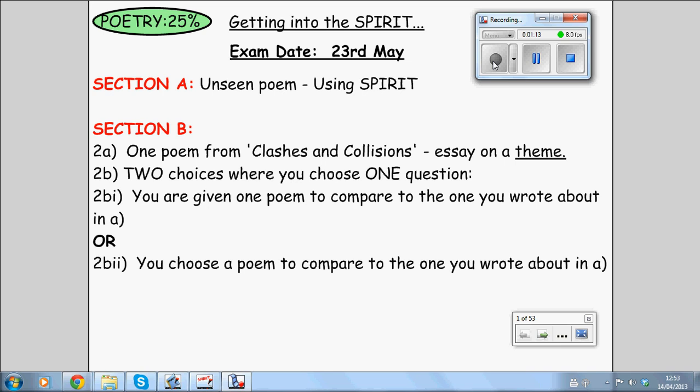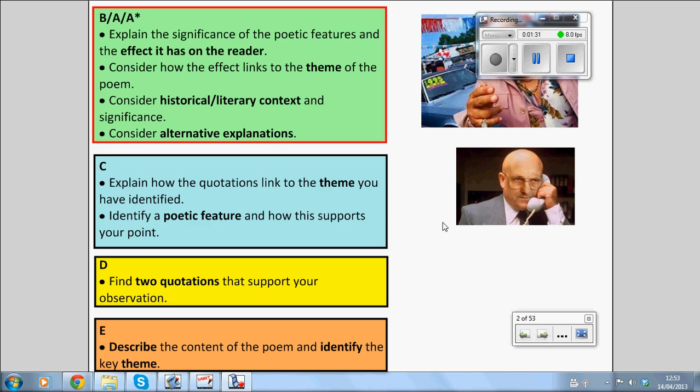So it's really important that you do know all of these poems in the anthology in as much detail as you can. I'd advise looking at the actual exam paper, which you're all given a copy of in the first lesson that we had, and just making sure that you know what the setup of the exam paper is like.